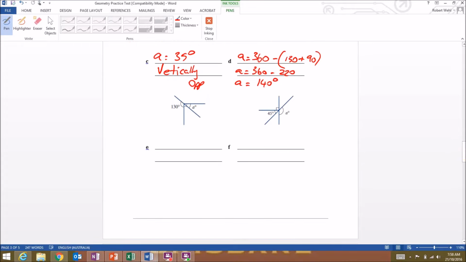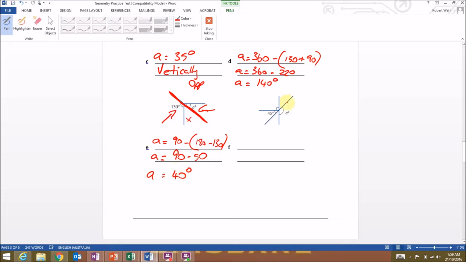This one down the bottom, once again, we're finding this part of a right angle. So here we need to do A equals 90 degrees, take away this part. In order to find out this part, what I need to do is 180, take away this segment, which is 130. So it's going to leave me with 90 take 50, which gives me an angle of 40 degrees.